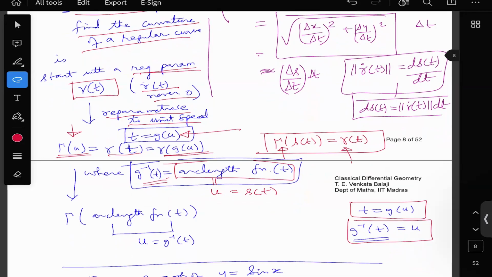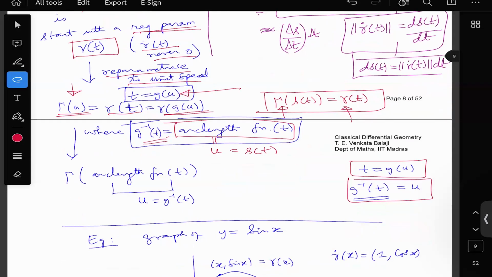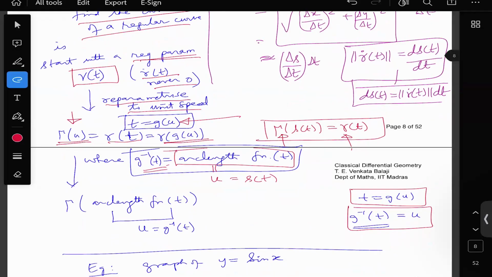this substitution you can change by a sign, and that will not affect the curvature in any way. And why is that? That's because once you have this, you define the curvature to be the norm of, you have to take the magnitude of the acceleration of the unit speed curve.